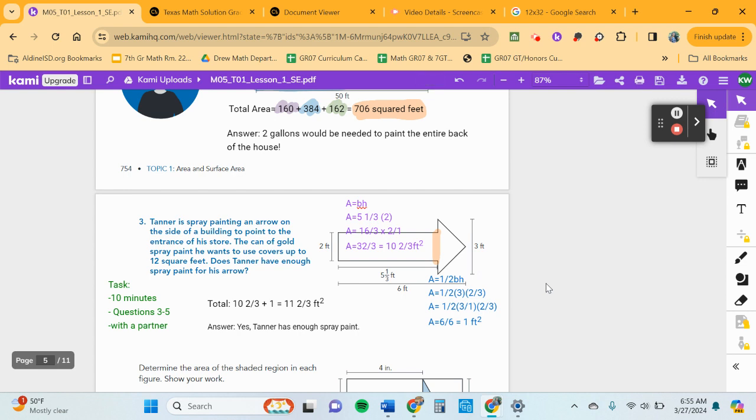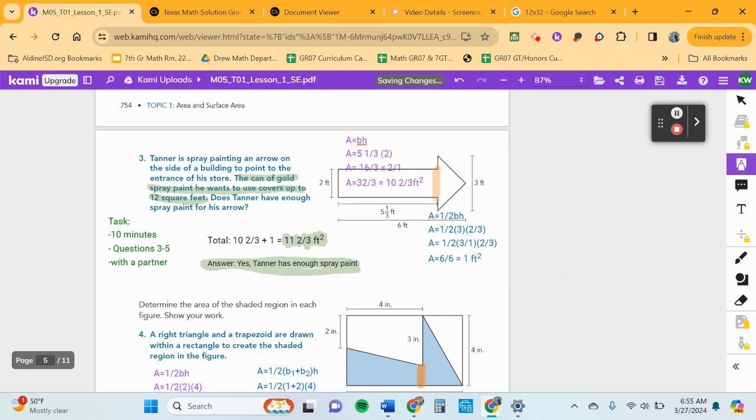So, does he have enough spray paint? Well, the can of gold spray paint covers 12 square feet. And when we add those up, we get 11 and 2/3 feet squared. The answer is yes, Tanner does have enough spray paint.